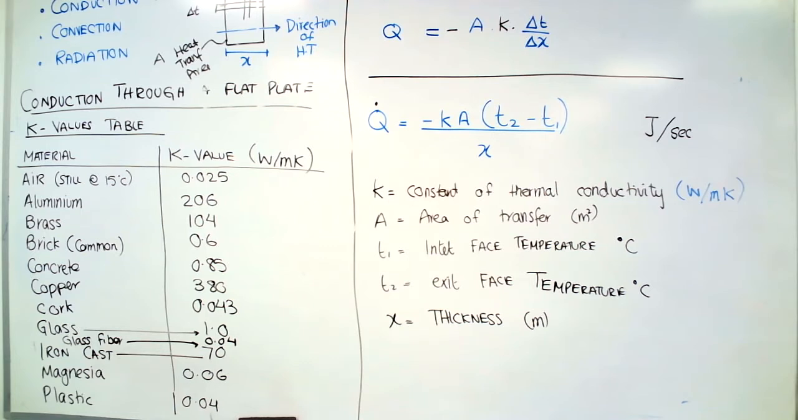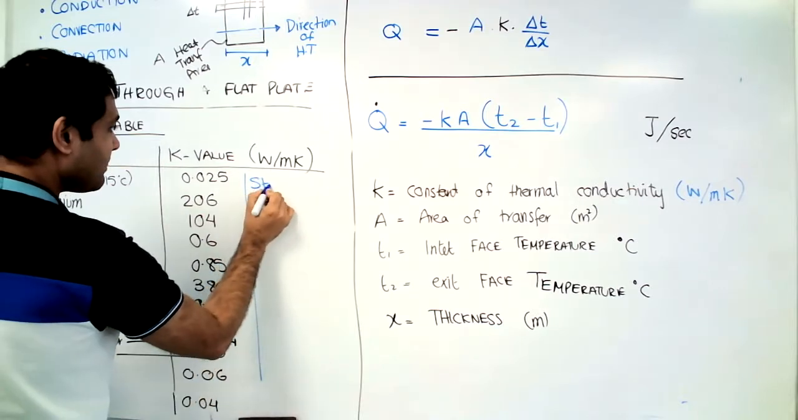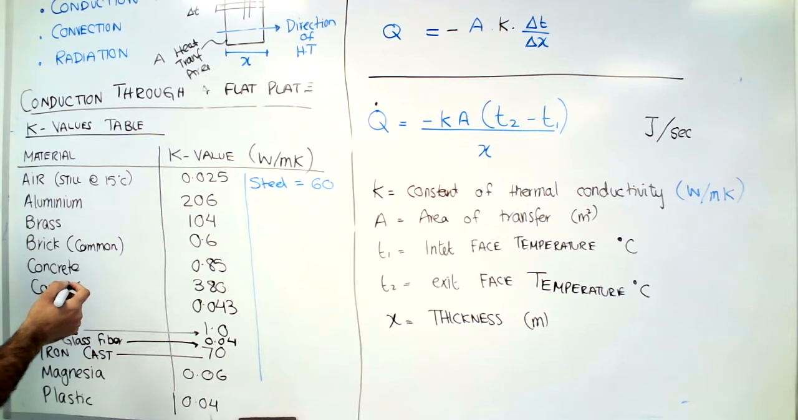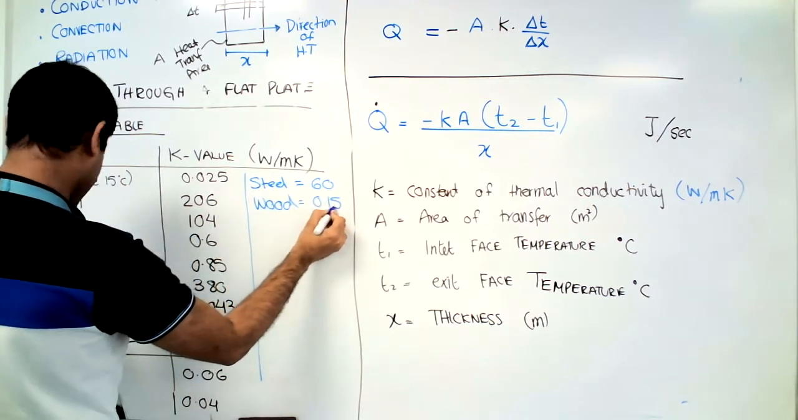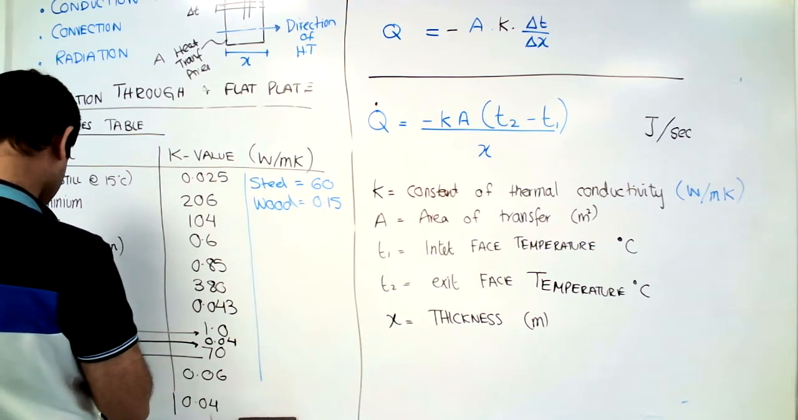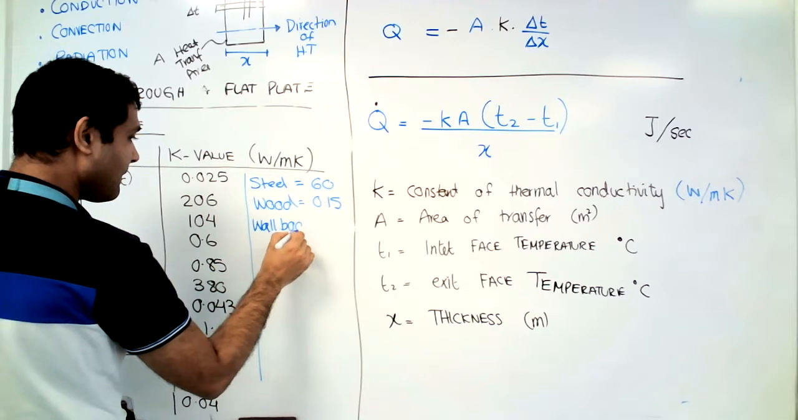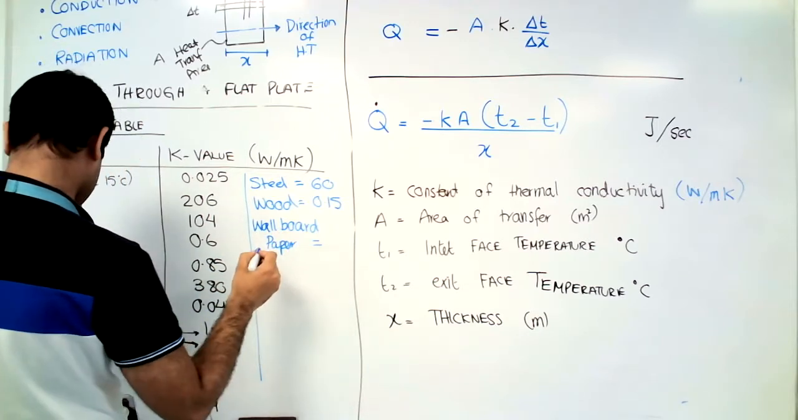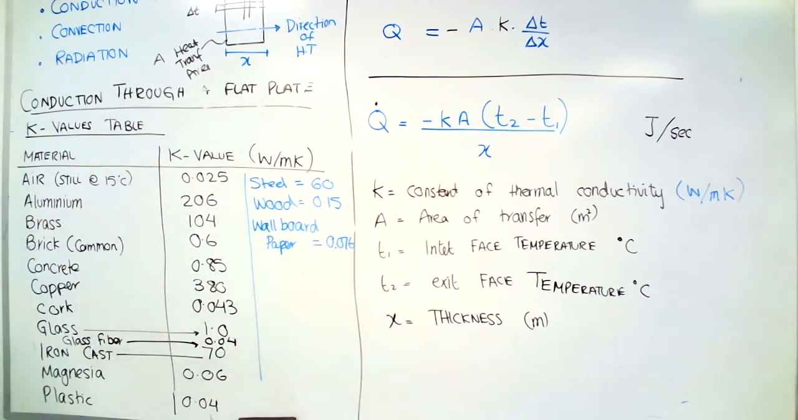The others: steel, did I write steel? No, I didn't write steel. Steel is 60. Let me write that one here. Steel is 60. Wood is 0.15, and paper, wallboard, or paper, that is 0.076. Yeah. So these are some values.